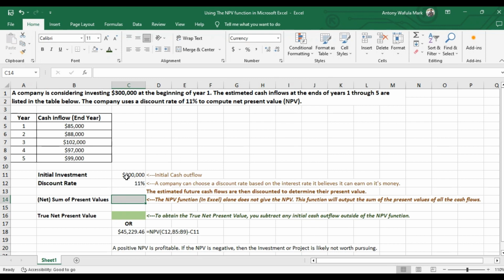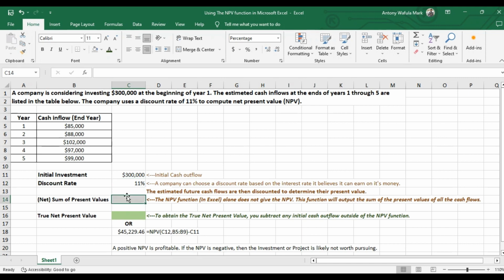So the initial investment is 300,000. That is the initial cash outflow. The discount rate of 11%. And remember, a company can choose a discount rate based on the interest rate it believes it can earn on its money. So the estimated future cash flows are then discounted to determine their present value.